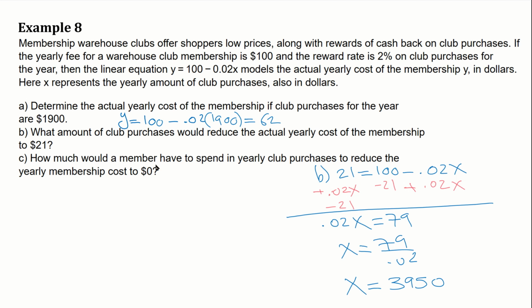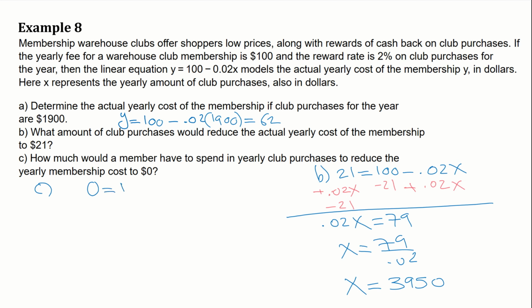All right, how much would a member have to spend in the yearly club purchases to reduce the yearly membership cost to zero? I always recommend that you try problems on your own first. If you haven't done parts A or B on your own, you should definitely be able to handle this one. So pause the video, see if you can do that on your own, and then come back. All right, so you know how this works. This is going to be exactly like part B, except instead of 21, what are we going to use for y? We're going to use 0 because we want the actual membership cost to be 0.